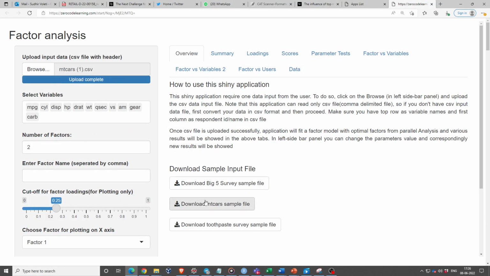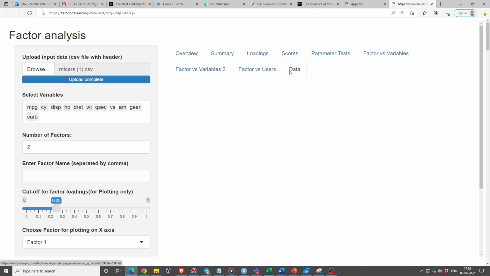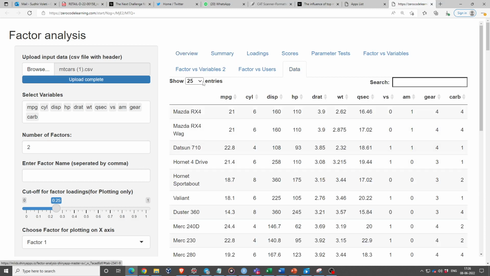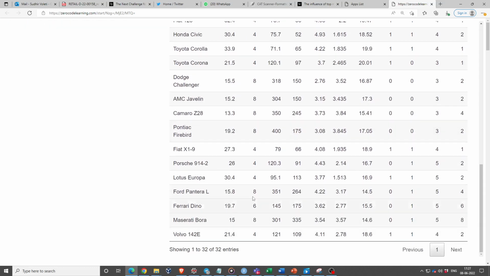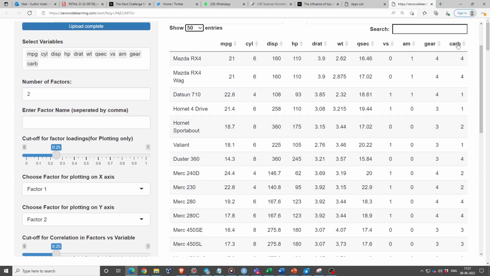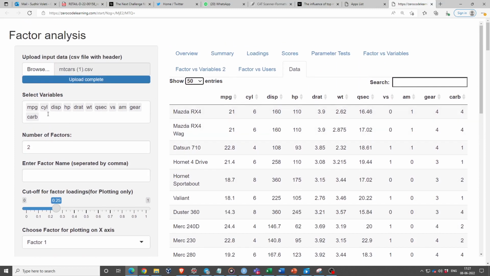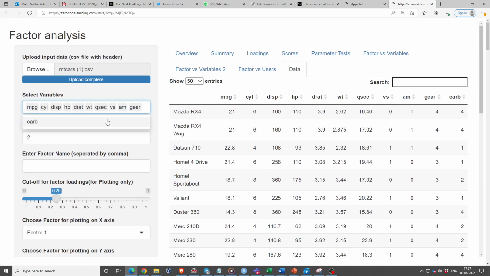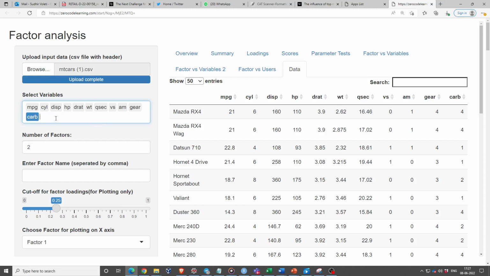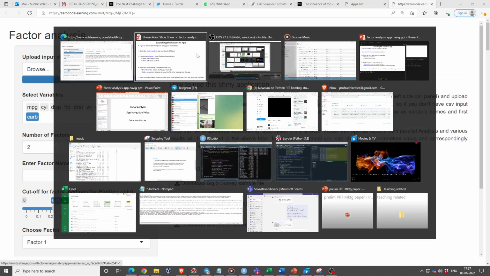So this is an example file that I'm just walking you through. You can go to data and see what the data look like. So there are 32 entries, 32 rows, and 11 variables. These variables you can see are also here. You can select a variable, you can drop it from the analysis, or you can add it back, any of these variables, any number of variables. All right, so there we are.